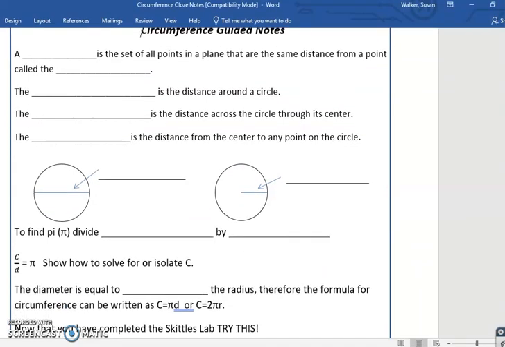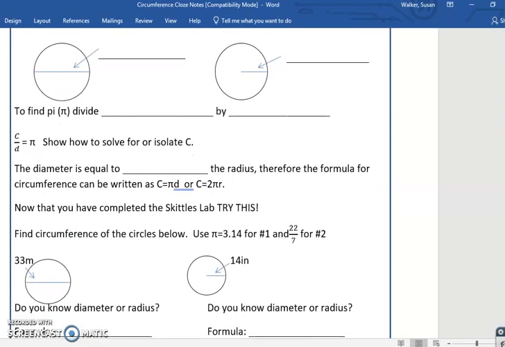Now I'm going to pull this up just a little bit. And I'm going to remind you that this one is diameter and this one is radius. We need that in order to help us solve our circumference problems. So let's figure out what goes in here. It says the diameter is equal to blank the radius. So D and radius, D and R. How are these related? Okay, so it looks like your radius is smaller, right? The diameter is bigger. So we double the radius.